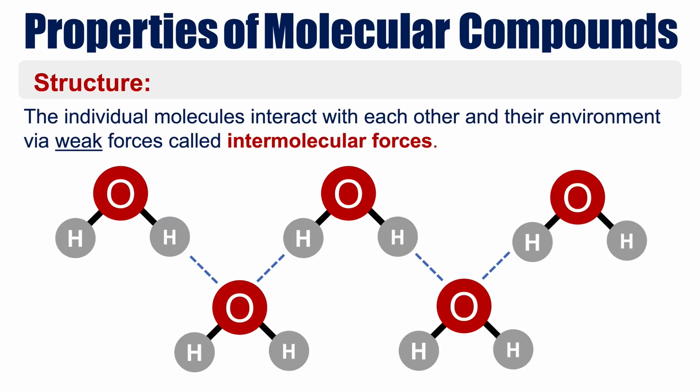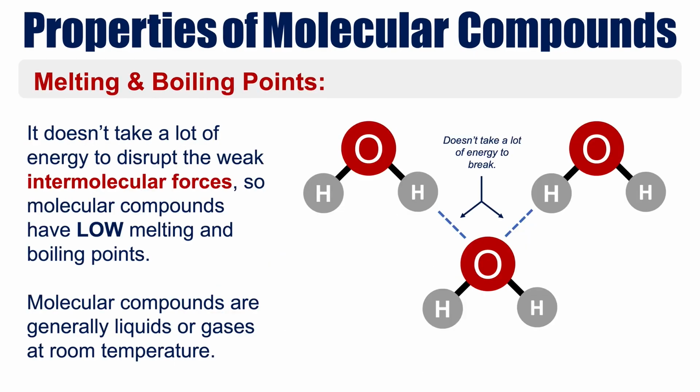But what happens is the different molecules interact with each other and their environment using what are called weak intermolecular forces. Towards the end of this unit, we'll look at the different types of intermolecular forces and how to identify them. For right now, you should know that molecular compounds are individual molecules held together with covalent bonds, but the individual molecules interact with each other using weak intermolecular forces. It doesn't take a lot of energy to disrupt the weak intermolecular forces that hold the molecules together.